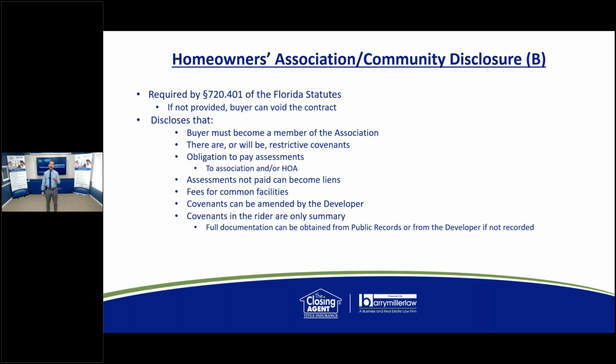So the HOA addendum discloses whether the buyer must become a member of the association, whether there are restrictive covenants, the obligation to pay assessments. It'll show in there if they don't pay, can there be liens, the fees on the common facilities. It'll show all the covenants in there by the developer, or if the developer turned it over, by the association. So you've got to have the full documentation, all of these.